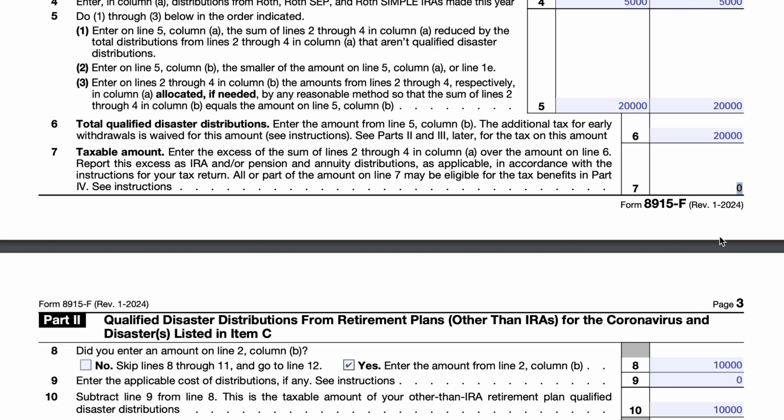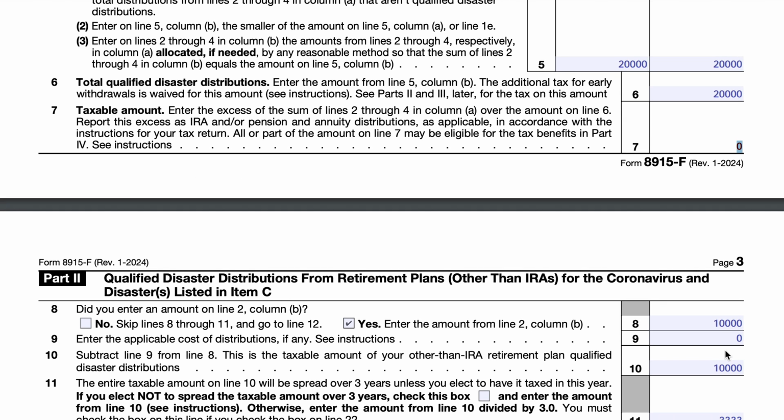So for retirement plans, for IRAs, pre-tax money is not considered as part of your basis. Now, when we get into IRAs, we're going to have to take an additional step of accounting for the basis that you might find on IRS Form 8606, which is the non-deductible IRA form. So in this case, it's just $10,000 minus 0. We did not have any cost basis, so we get $10,000. This is the taxable amount of your workplace retirement plan qualified disaster distribution.